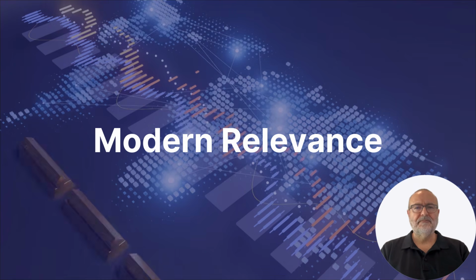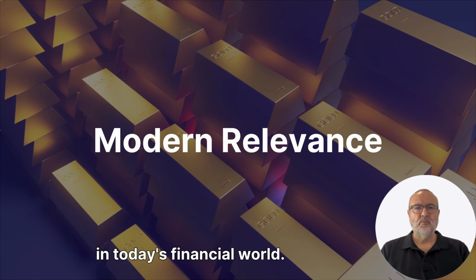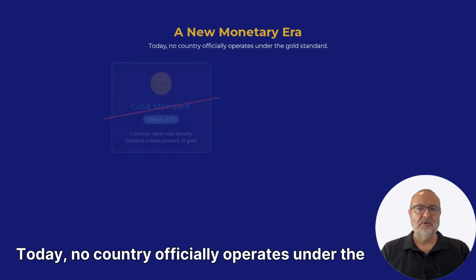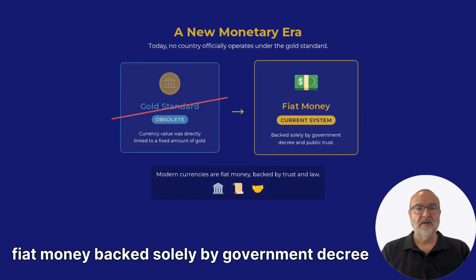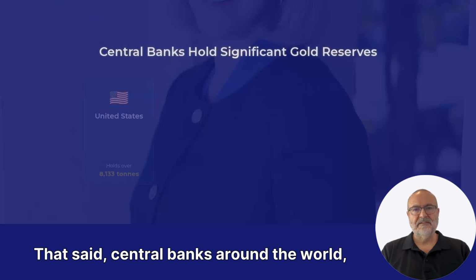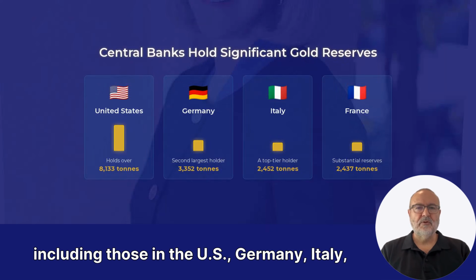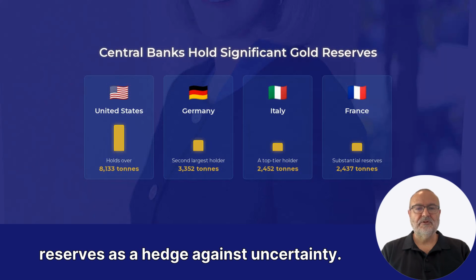Modern relevance. We now discuss the gold standard's role in today's financial world. Today, no country officially operates under the gold standard, with most currencies functioning as fiat money, backed solely by government decree and trust. That said, central banks around the world, including those in the US, Germany, Italy, and France, continue to hold significant gold reserves as a hedge against uncertainty.